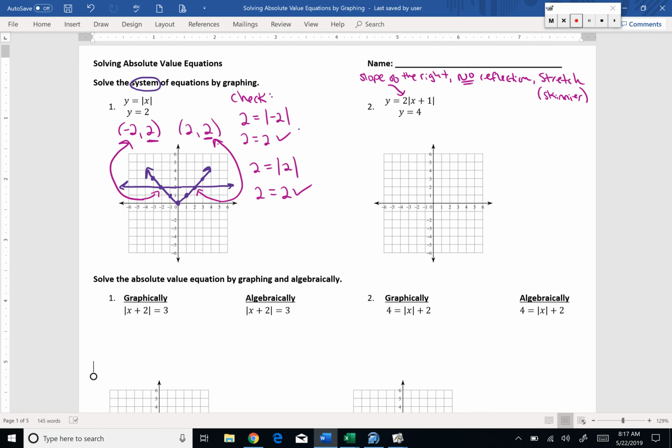All right, so now take a second and think about this one. The plus 1 inside the bars. Which way do we go? We go left. We go left 1. The plus 1 inside the bars, it goes opposite of what we think it should. And I've got most of the way through grading your quizzes, and a lot of us are doing really, really well with that part. So slow yourselves down.